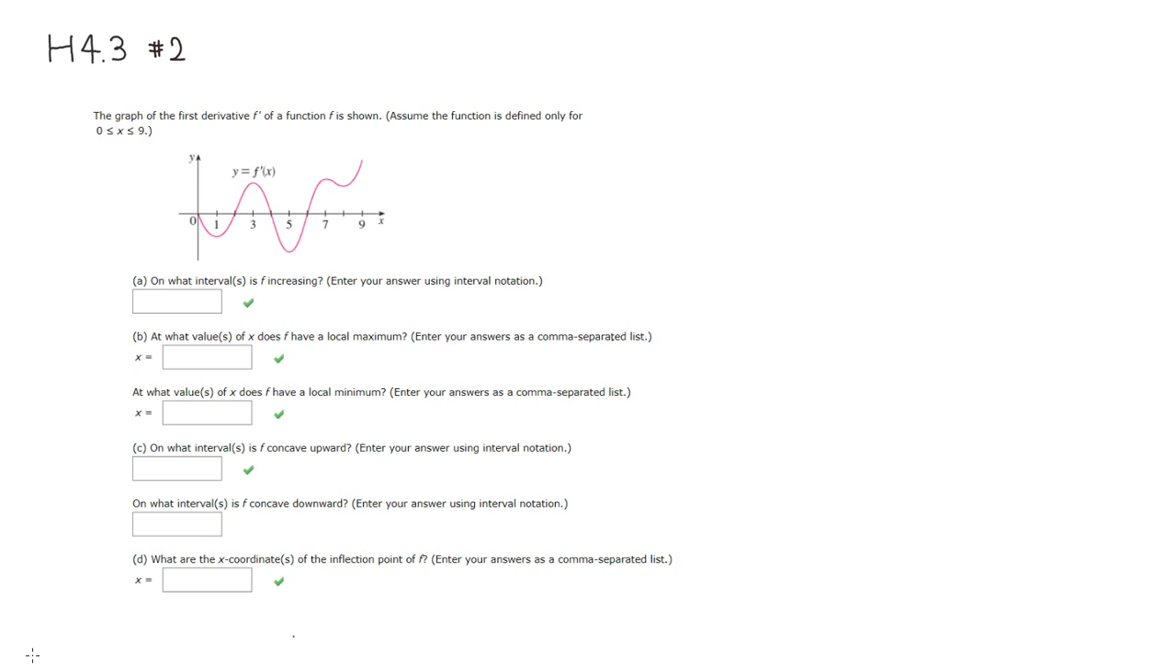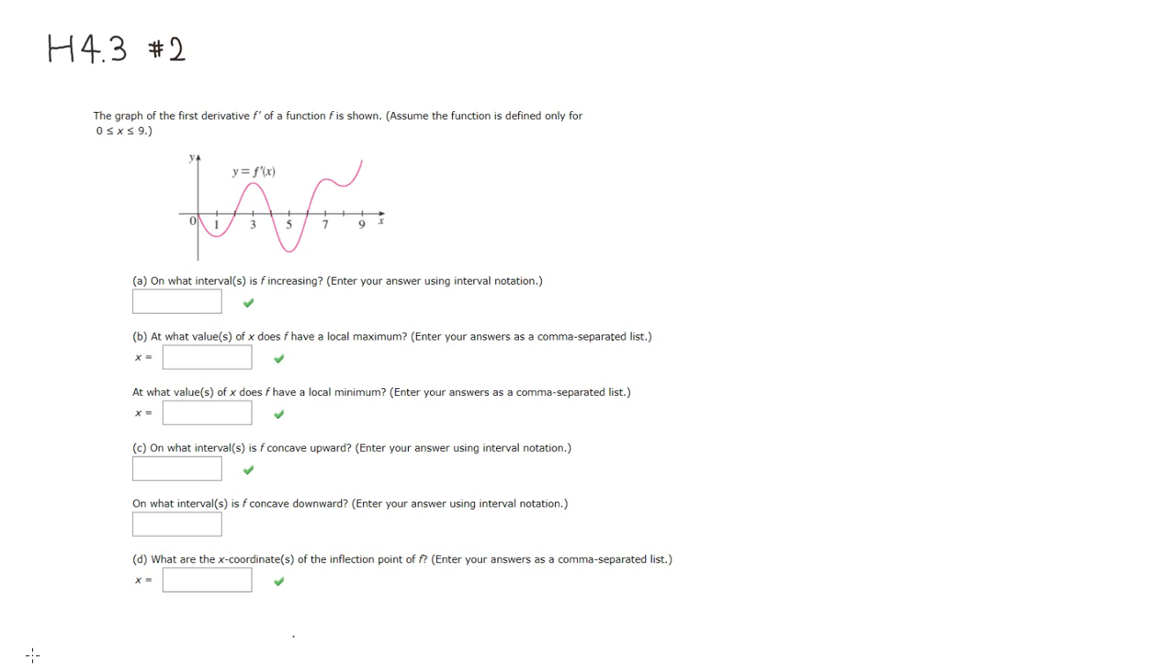All right, let's look at homework 4.3, problem number 2. The graph of the first derivative, f prime, of a function is given here. Then we try to answer the following questions. Part A: on what intervals is f increasing?